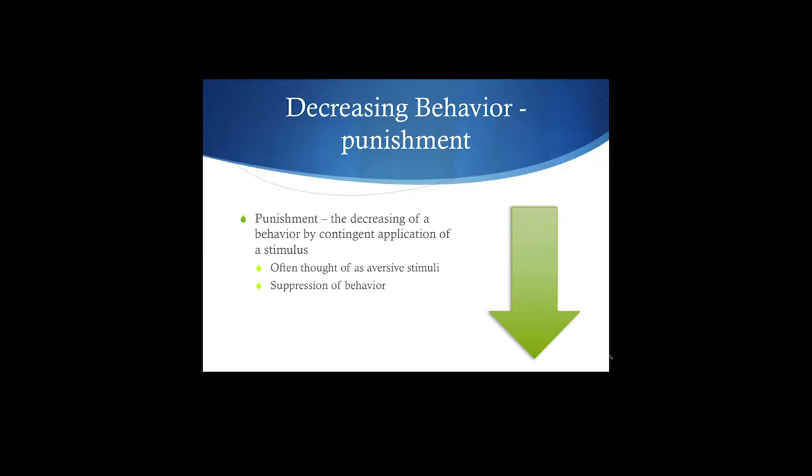Really, punishment is suppression. Extinction is about getting rid of a behavior, so that reduces it to near zero. But punishment suppresses the behavior. So it sticks around as long as the punisher, the person doing the punishment, sticks around. So it's very context specific. You learn that it's okay to do something in one context and not in another.